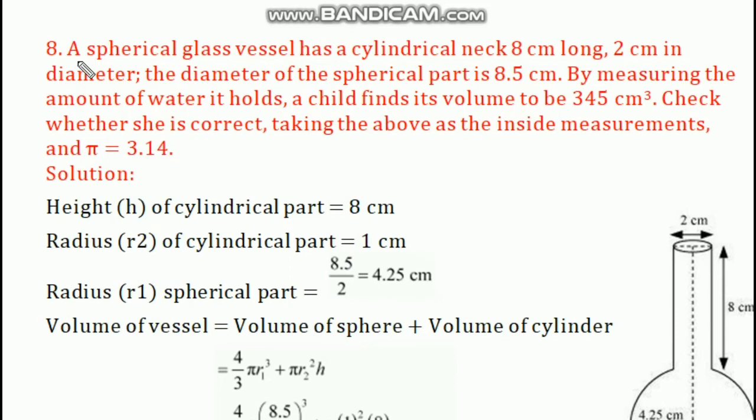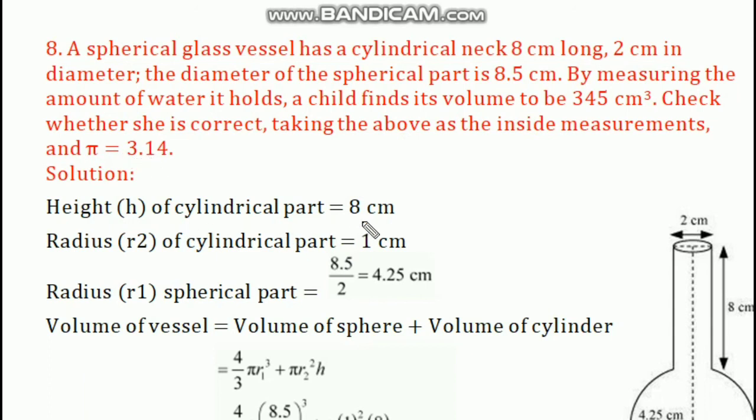Students, let's discuss exercise 13.2, eighth sum. A spherical glass vessel has a cylindrical neck 8 centimeter long, 2 centimeter in diameter. The diameter of the spherical part is 8.5 centimeter. By measuring the amount of water it holds, a child finds its volume to be 345 centimeter cube. Check whether she is correct, taking the above as the inside measurements and pi equal to 3.14.